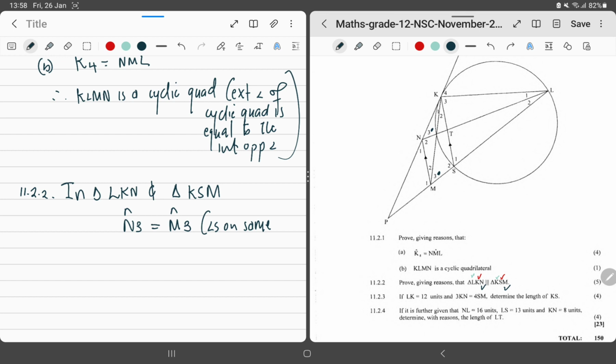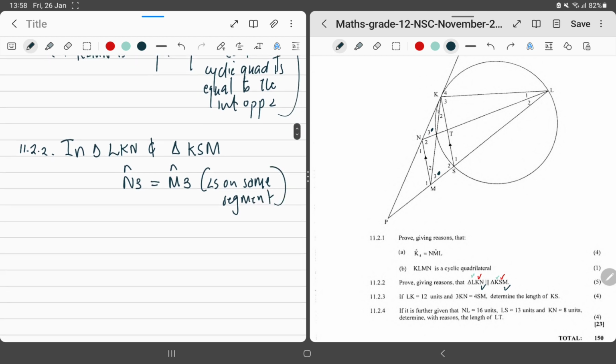Sorry about that, I got distracted. So we said M3 is equal to N3, because they are angles on the same segment. So now we just need to prove one last angle, and then the triangles will be similar.